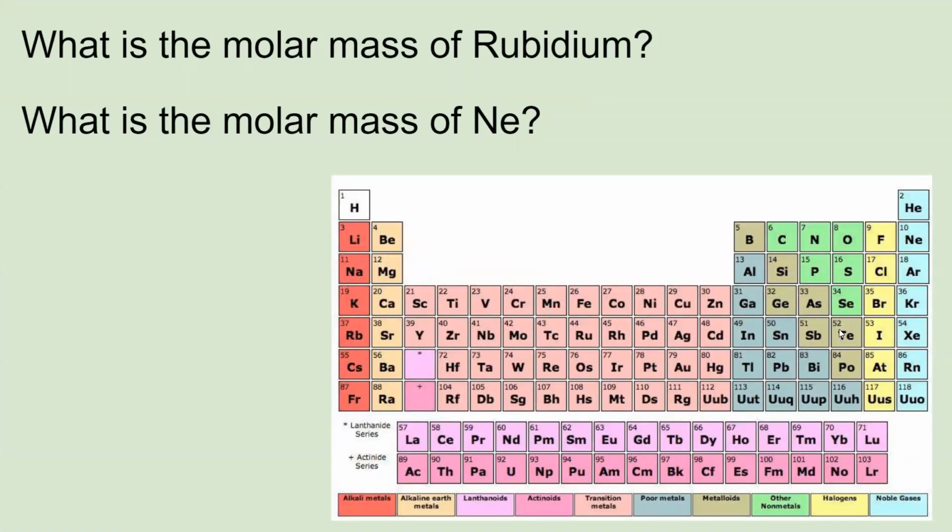It's important you guys can find these, right? Let's find, which ones are these? Rubidium's right here and neon's right there. Okay, find the molar mass of rubidium on your periodic table, tell your table partner. Find it for neon, tell your table partner. You got like 20 seconds tops.